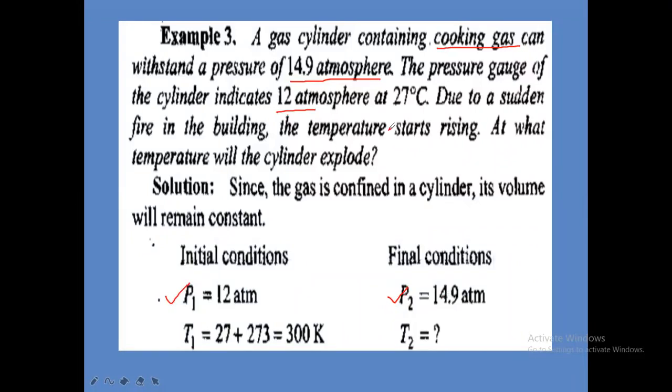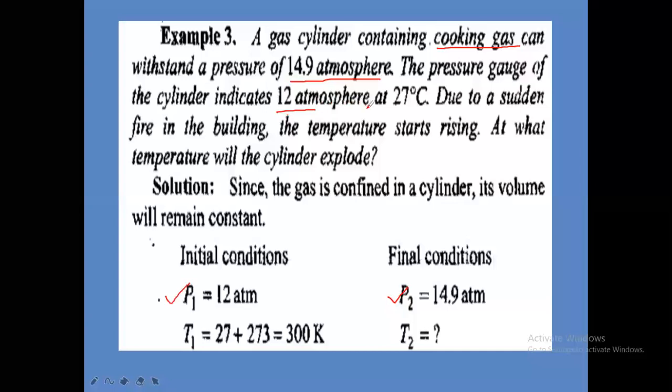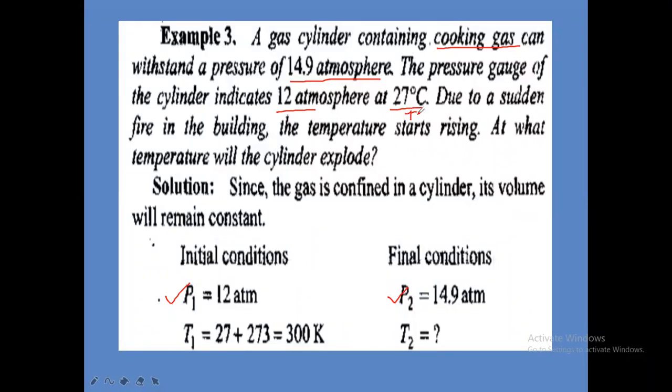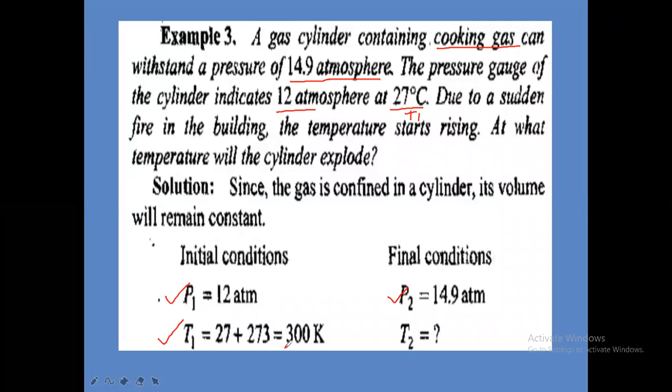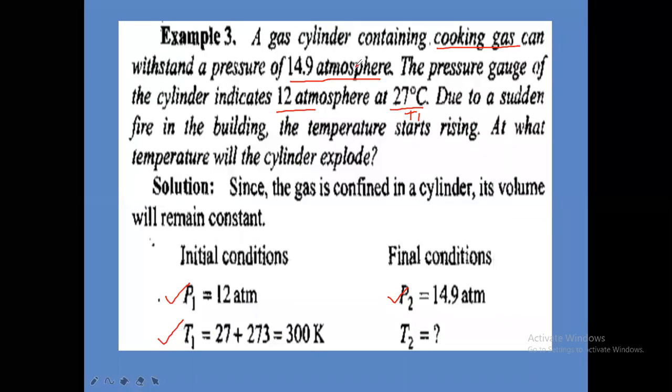Okay, so this 12 atm was measured at what temperature? T1 temperature. T1 is given here as 27 degrees Celsius. 27 plus 273 is 300 Kelvin. So we have to convert the centigrade temperature into Kelvin temperature. So P1 is 12 atm, T1 is 300 Kelvin. Okay, ma. Next, the maximum withstanding pressure is 14.9.